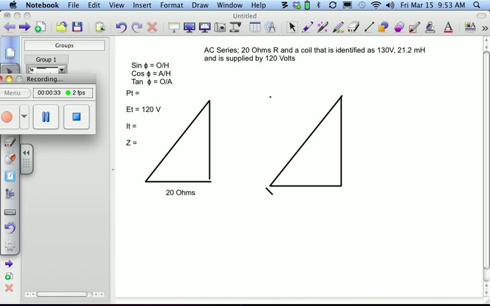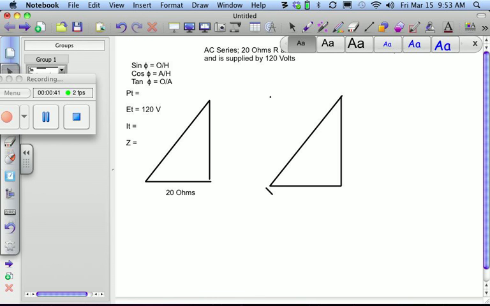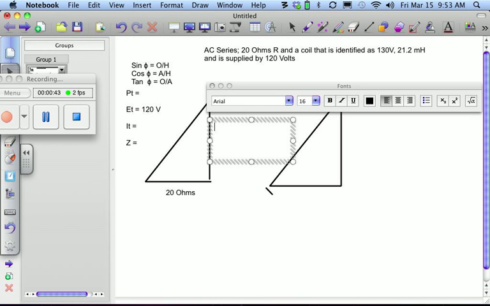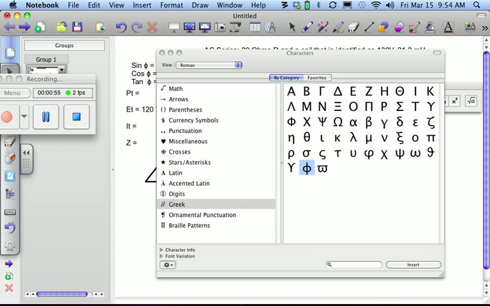First of all, can we figure out the X sub L? We can figure out the X sub L, can't we? 60 hertz? Well, what's our formula for X sub L? 2 pi FL. X sub L is equal to 2 pi FL. Need to insert a symbol there. Where is pi?